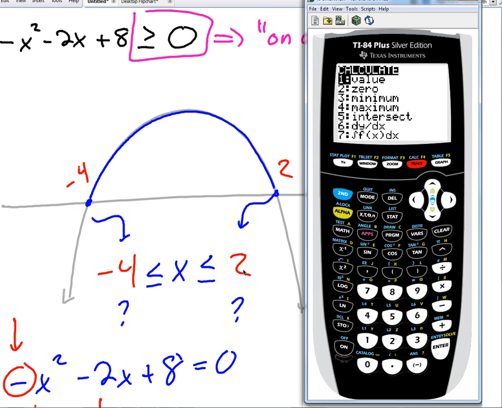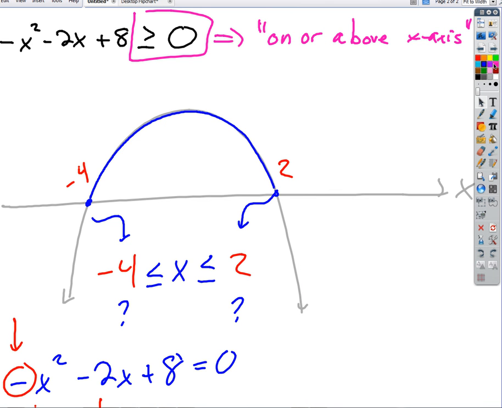And so then I still have to put that into an inequality, though. Now I know that that's -4 and that's 2 based on my graph. And so my answer would be still just this. Would just be this. Right?